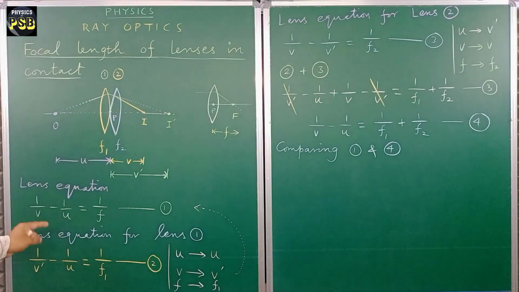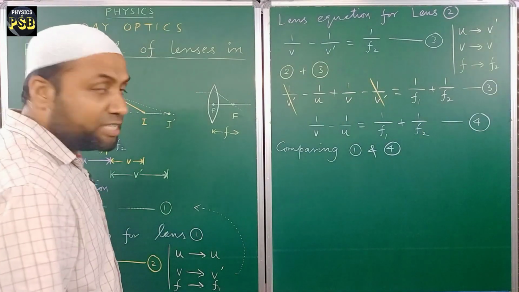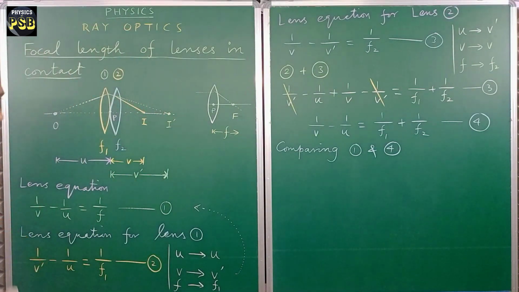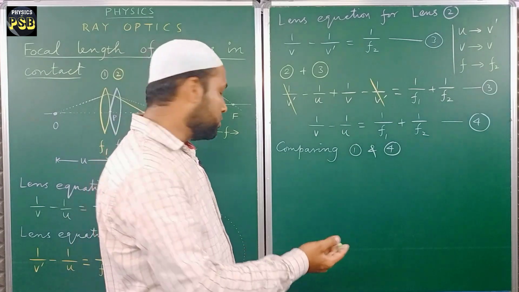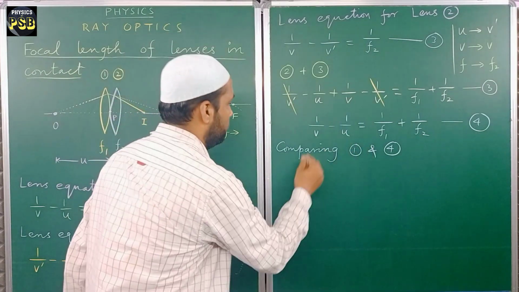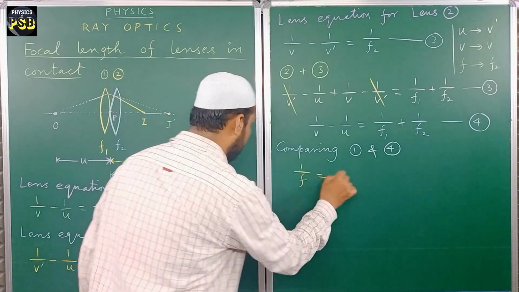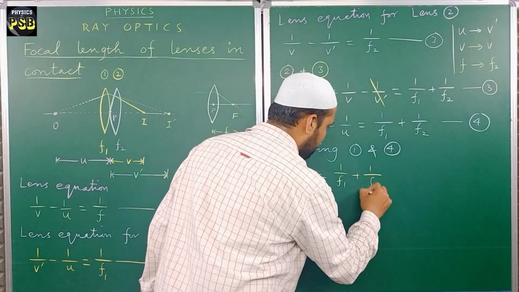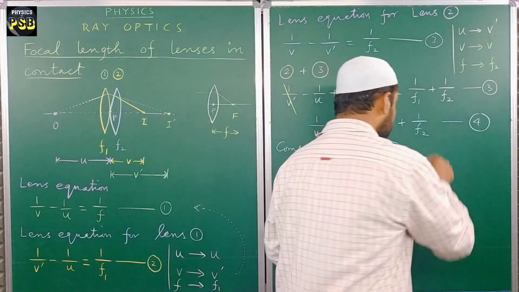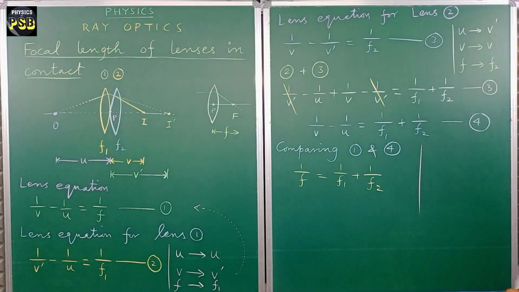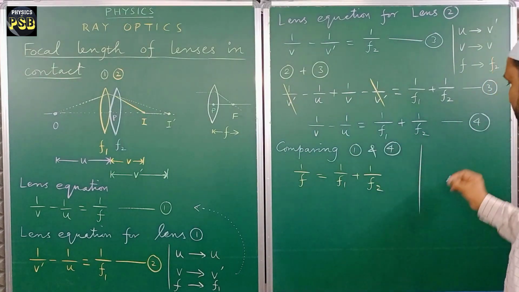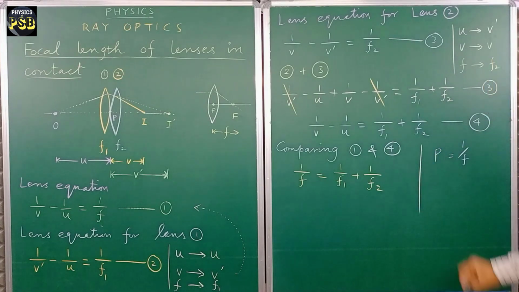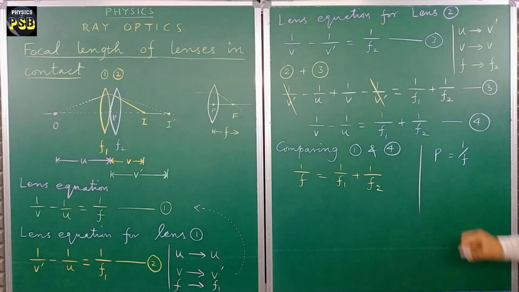Now you can see, if you compare these two equations, you may find that the terms present on the left hand side are the same. If so, the terms on the right hand side should be equal to each other. So 1 by f is equal to 1 upon f1 plus 1 upon f2. Here, the reciprocal of focal length is nothing but the power of a given lens. 1 by f is nothing but P, the power of a given lens.